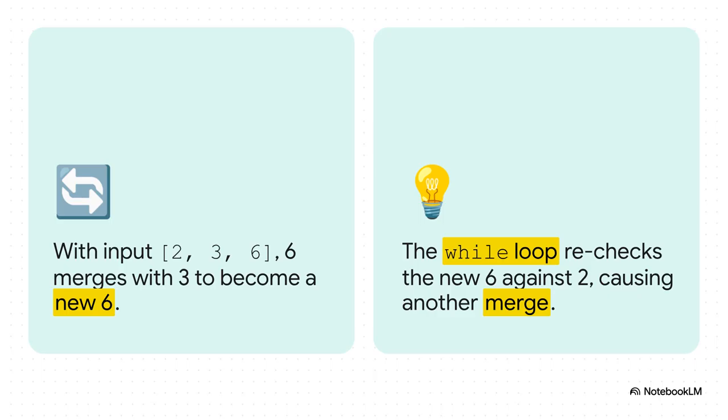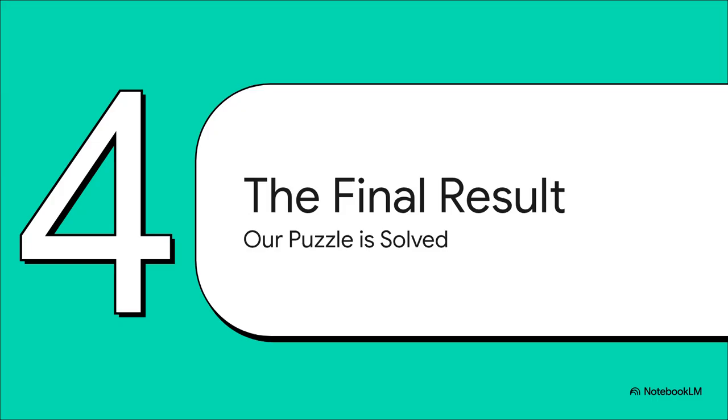But here's the brilliant part. The code doesn't just stop and move on. No, there's a while loop that says, hey, wait a minute, since we just made a new number, we have to check it again against what's underneath. So it checks the new 6 against the 2, and they merge again. This little loop is what guarantees that all possible chain reactions are handled correctly, right as they happen. It's just so elegant. And just like that, we are through the entire list. The algorithm has done its thing.